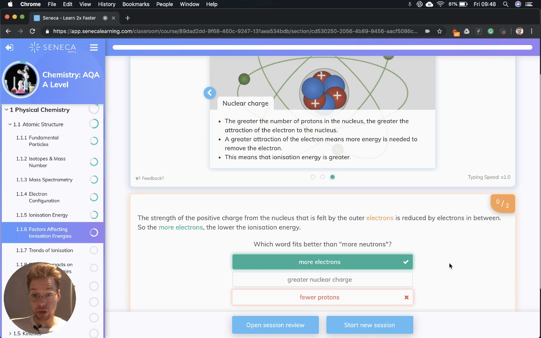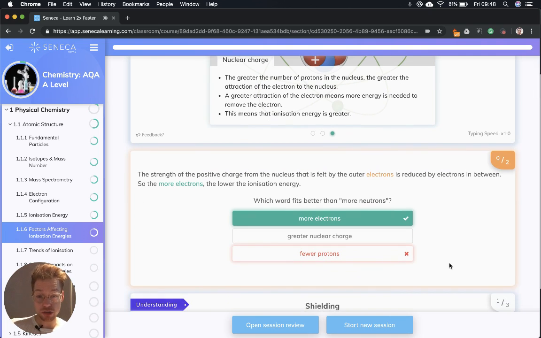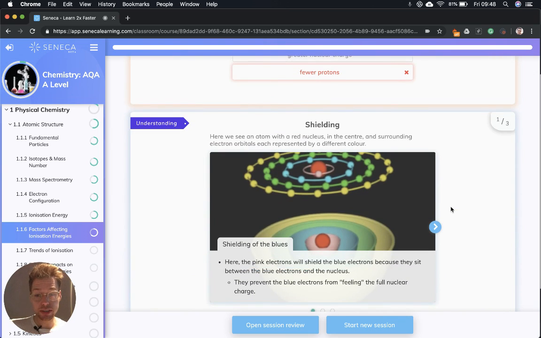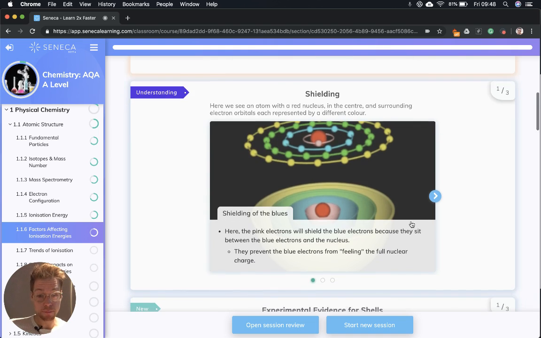So we went through those three factors quite fast, so let's consolidate some of that knowledge. The strength of the positive charge from the nucleus that is felt by the outer electrons is reduced by the electrons in between. So the more electrons, the lower the ionization energy. Do we remember the term for that? That is shielding, okay? So shielding is really important when we're talking about ionization energies.